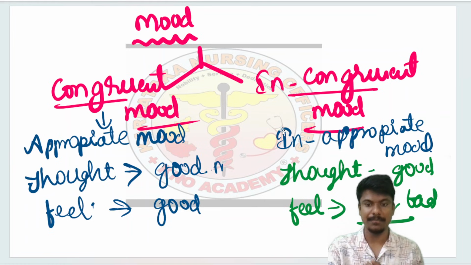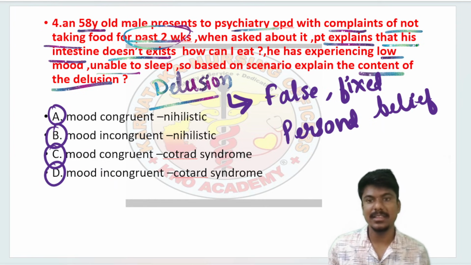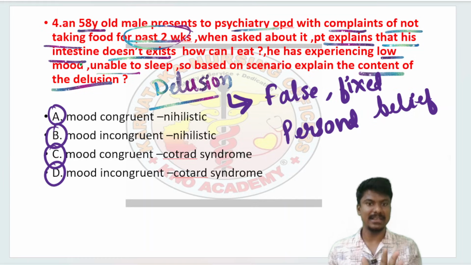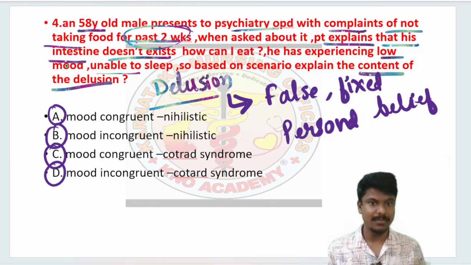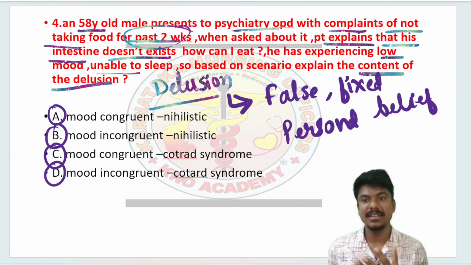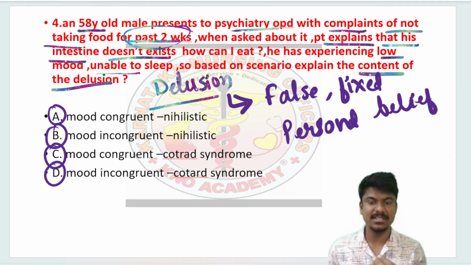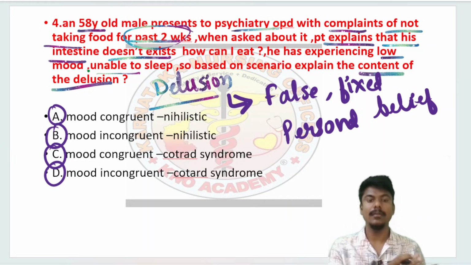So we'll go back to the question now. Here the person is not having food. After that he says my intestine doesn't exist, which is a part of nihilistic delusion, meaning his own body part is not existing. He is also experiencing low mood and unstable sleep, so the person is already in depression because he's not having food.